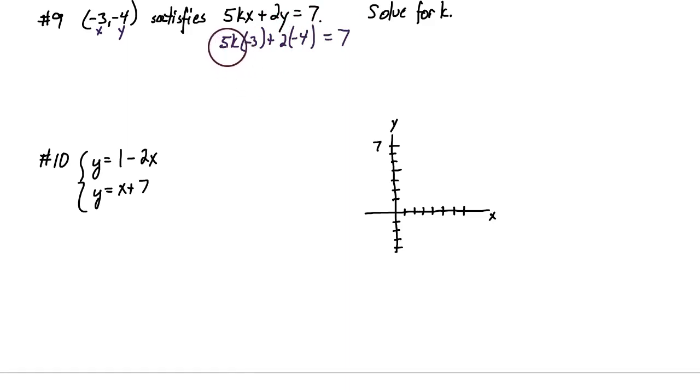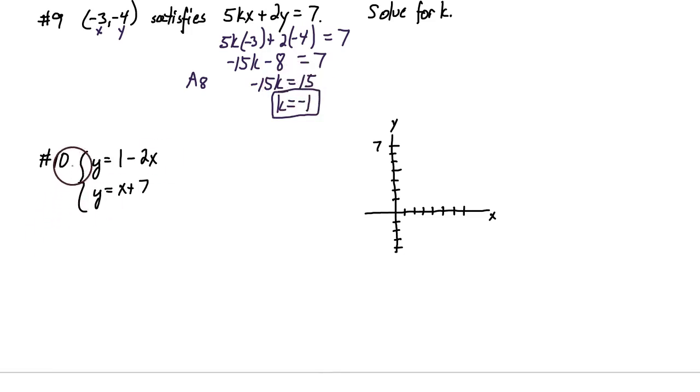Now let's simplify. 5 times -3 is -15k. 2 times -4 is a -8, and that's equal to 7. Now add 8 to both sides. We get -15k equals 15. Therefore, k is -1.